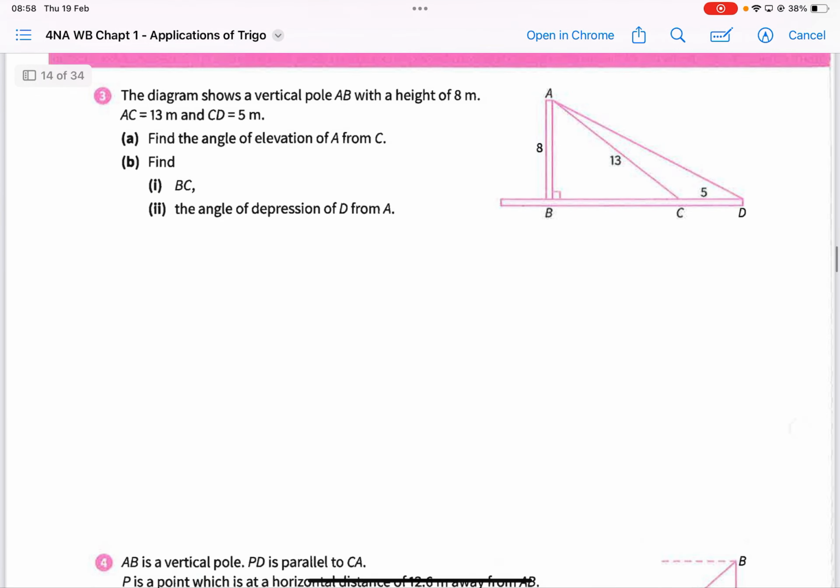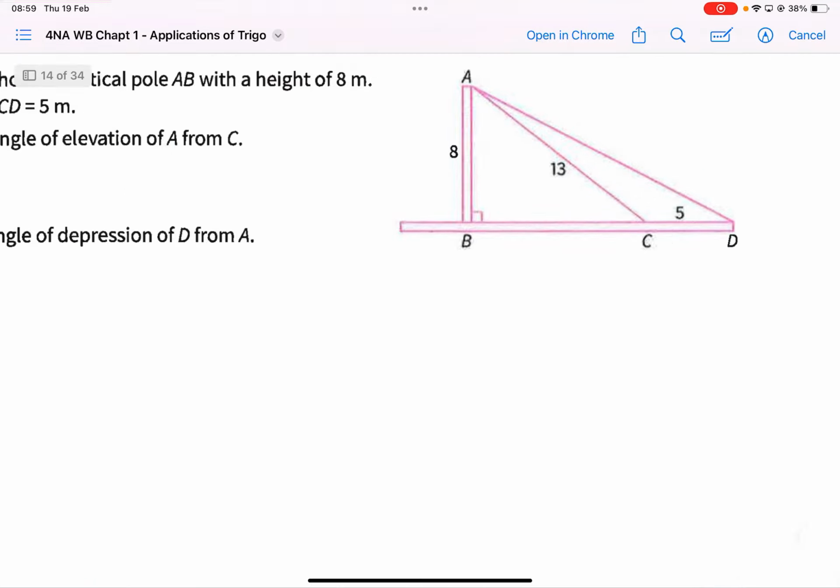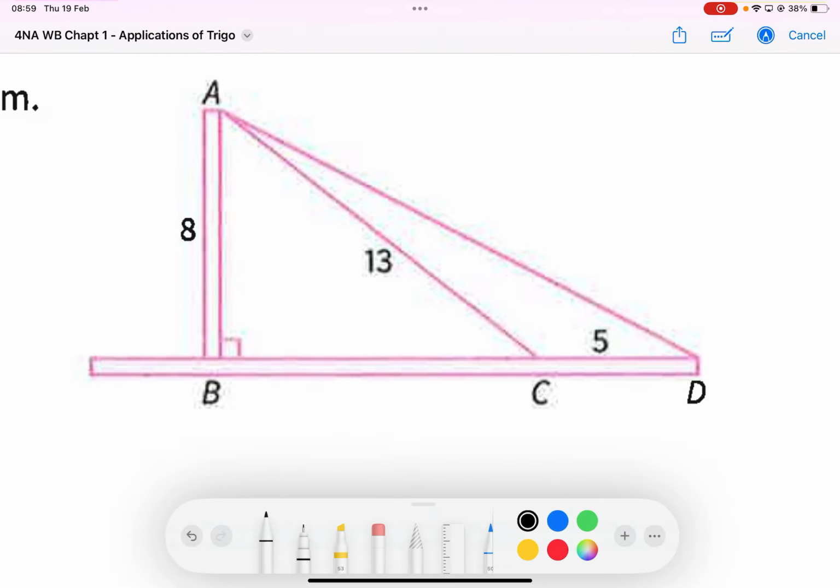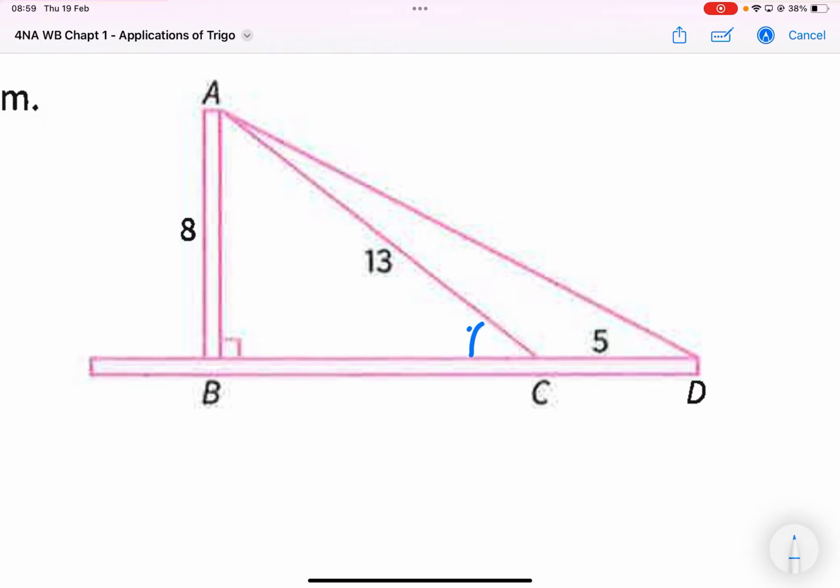Okay, next. Part C, question 3. The diagram shows a vertical pole AB with a height of 8 meters. AC is 13, CD is 5. Here is 5, here is 13. Okay, angle of elevation of A from C. A from C, so from the horizontal of C going to A. So the first part, they are actually asking you for this angle, from horizontal of C towards A. This rotation over here.